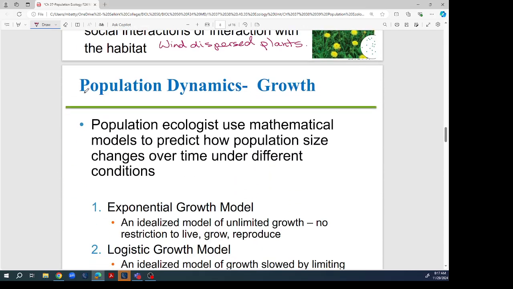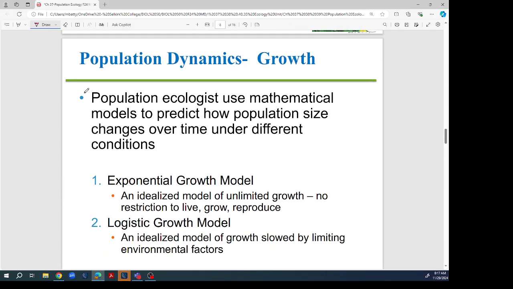So population ecologists love math. They love graphs. They love mathematical models. So models, equations, graphs, all of these things. Because what they're trying to do is understand what's going on and predict how a population size might change over time or under different conditions. And so if there is a threat to that habitat, what can we project as the population growth or decline, I guess.